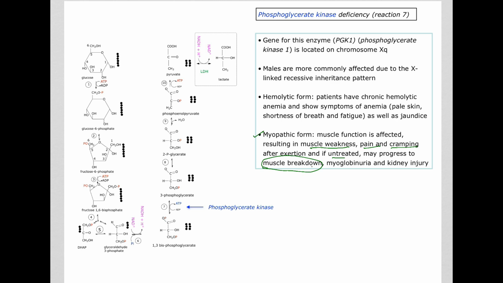If you remember, muscles are very rich in this protein called myoglobin. Excessive loss of this protein from muscle cells will cause it to come out into the urine, what we call myoglobinuria, and excessive amounts of this myoglobin in the kidneys can actually lead to kidney injury, so kidney disease.